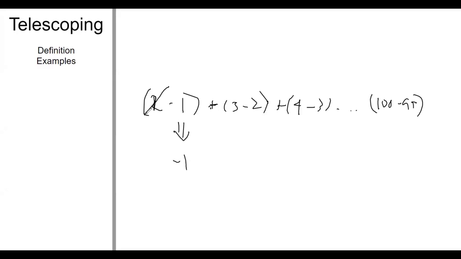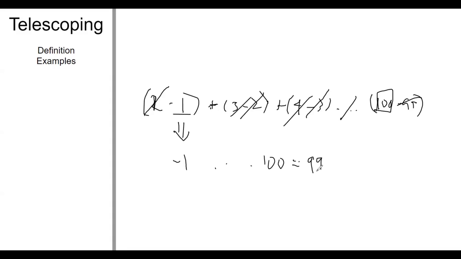But there's this 2 and the minus 2, they cancel out. The 3 and the minus 3 here cancel out. And there's going to be a 4 and a minus 4 next term somewhere here that cancel out. And eventually what happens is that all the terms cancel out except for this minus 1 and this plus 100. So the final sum would be 100 minus 1, or 99.